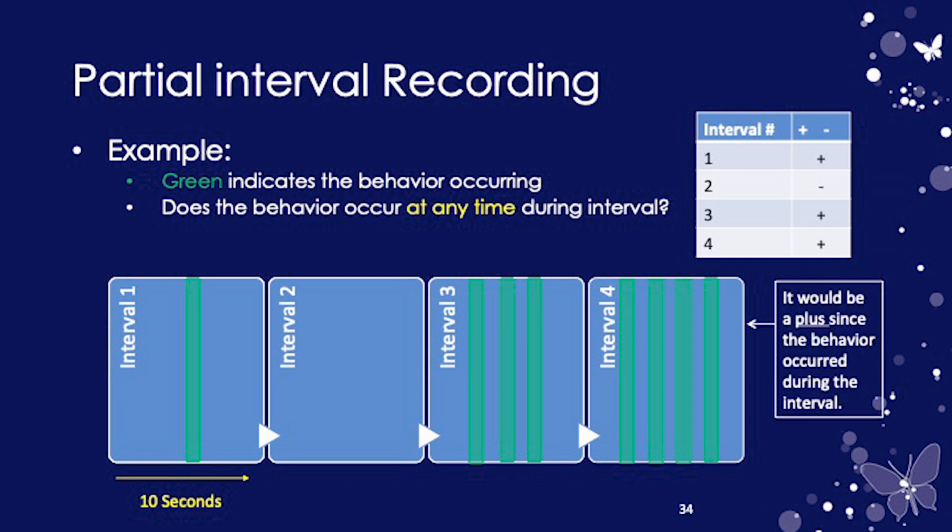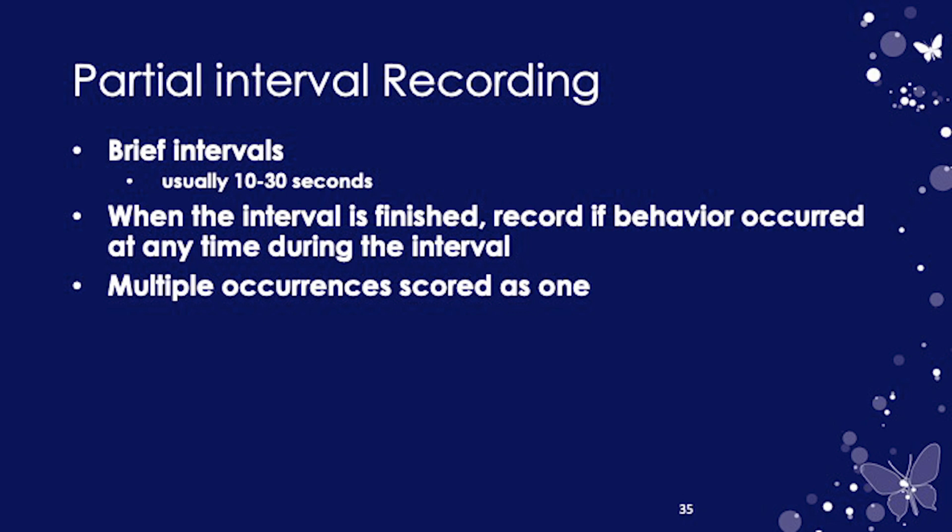Awesome job on observing when the behavior is occurring during each interval and on practicing recording the behavior with the correct sign. Let's recap. Brief intervals are usually 10 to 30 seconds. When the interval is finished, record if the behavior occurred, and multiple occurrences are scored as 1.